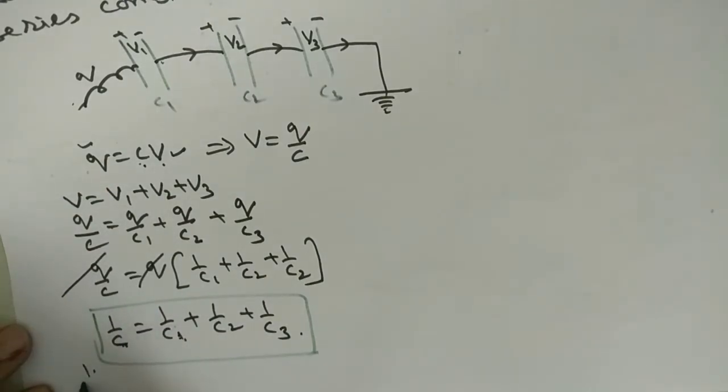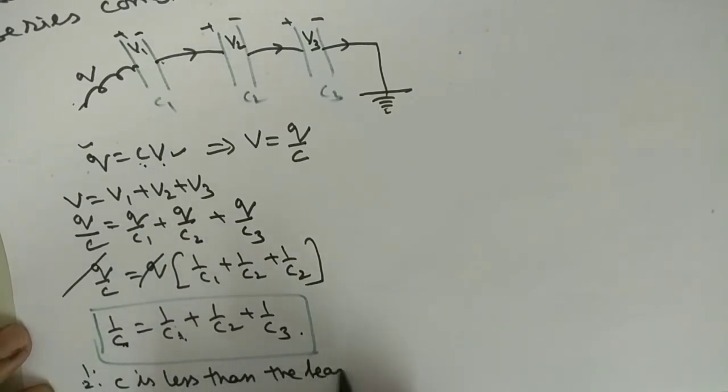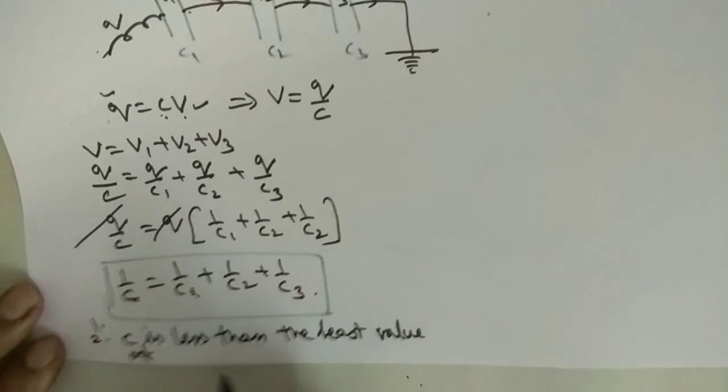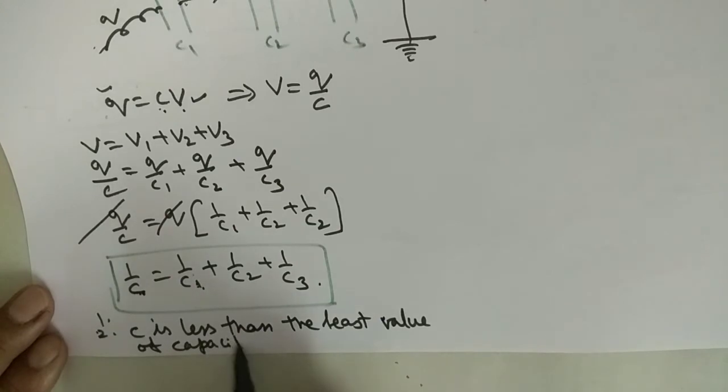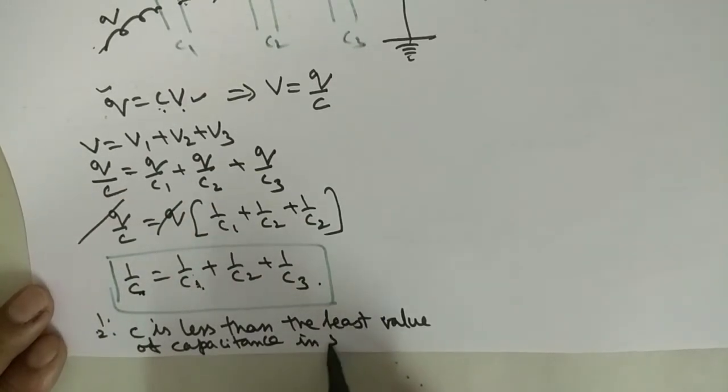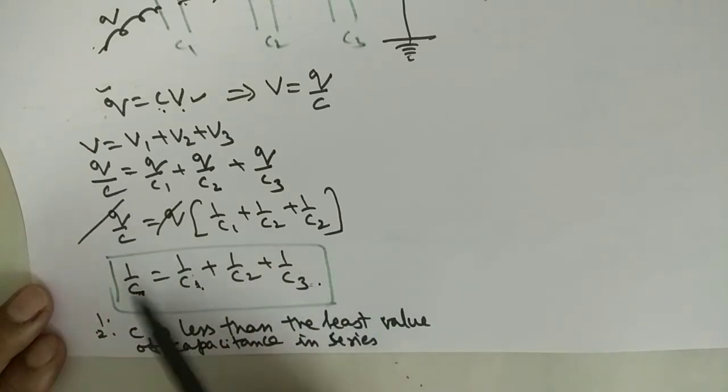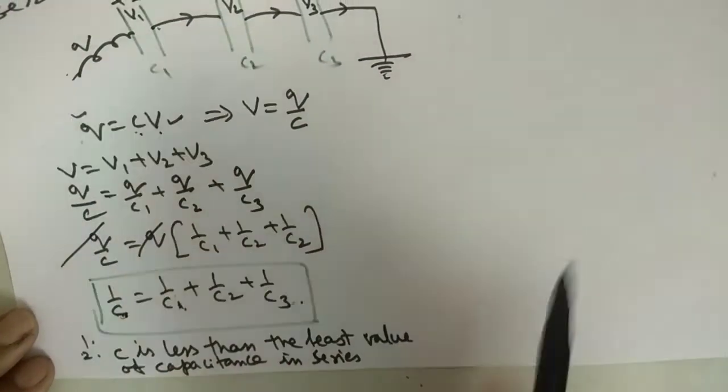This is the first. And the second thing is that the resultant is always less than the least value. C is less than the least value of capacitance in series, which is connected in series. Means suppose you have connected 1, 2, 3 capacitances, so the resultant will be less than 1. Less than the least value, you will find the resultant. Okay, this is the series combination.